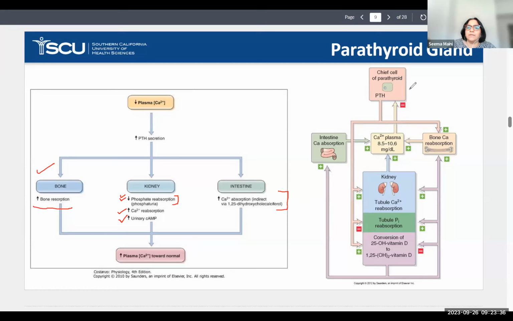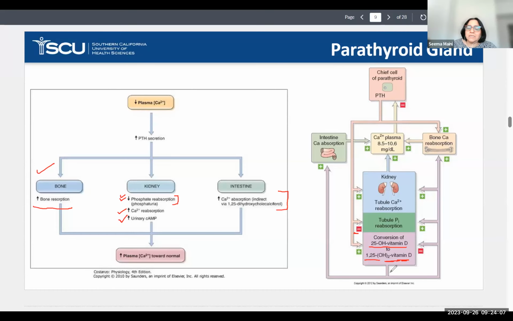So if you look at the chief cell secreting parathyroid hormone, it acts on the bones, causing calcium resorption; acts on the kidney tubules, causing calcium reabsorption; acts on the kidney tubules to inhibit phosphate ion reabsorption; and also causes conversion of 25-hydroxy vitamin D to 1,25-dihydroxy vitamin D.